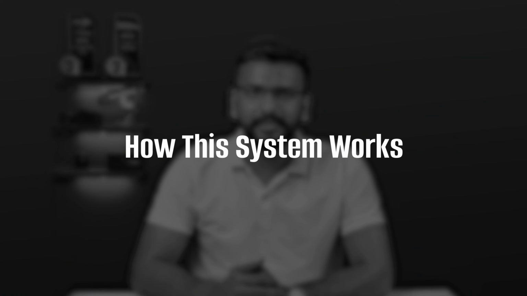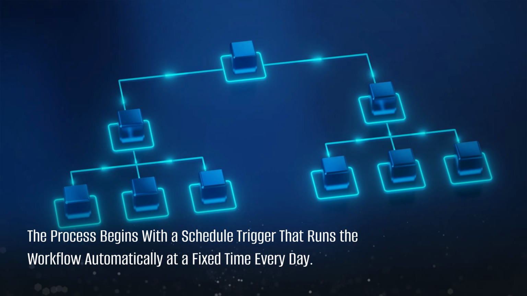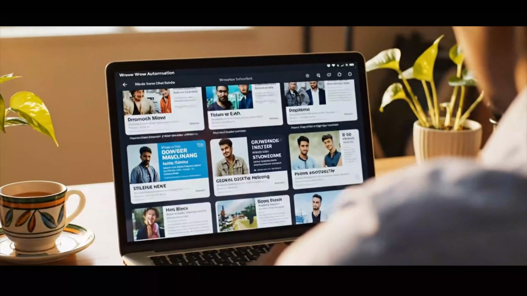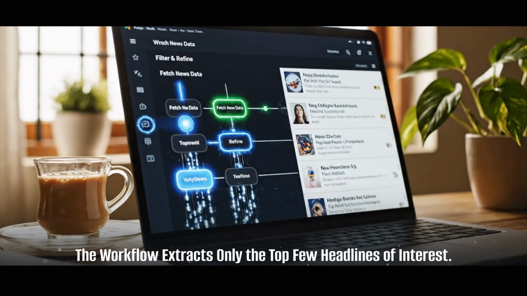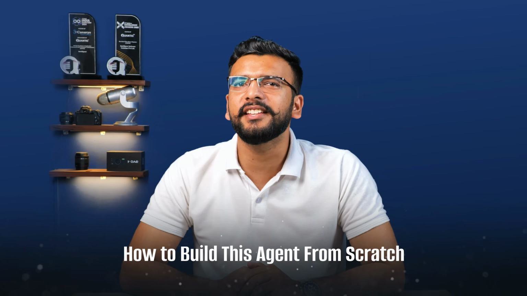Before we start building step by step, let's understand how this system works. The process begins with a schedule trigger that runs the workflow automatically at a fixed time every day. Once the workflow starts, it sends a request to the news API to fetch the latest headlines from the internet. After receiving the news data, the workflow extracts only the top few headlines of interest. These headlines are then passed to an AI model, which converts them into a clean and readable message. Finally, the formatted message is sent to your Telegram using a bot. That's the high-level view. But let's get practical. Let's open up N8N and I'll show you exactly how to build your agent from scratch.